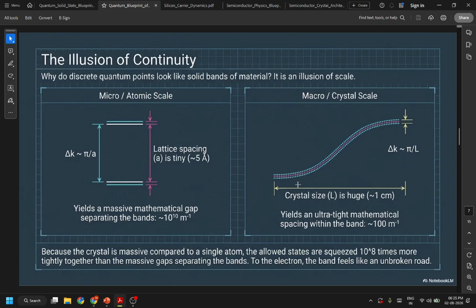So the spacing within the bands is defined by the crystal size, whereas the spacing across the bands is defined by the lattice size, the lattice spacing. So the forbidden energy gaps are huge, but within the bands the states are very finely spaced. So they appear continuous.